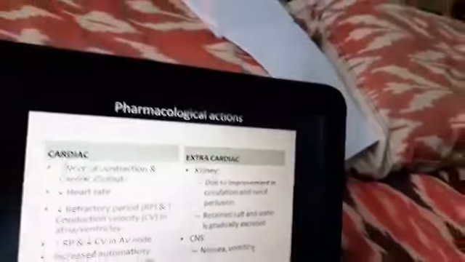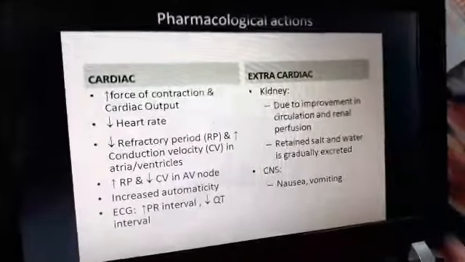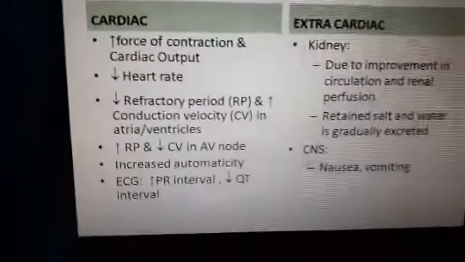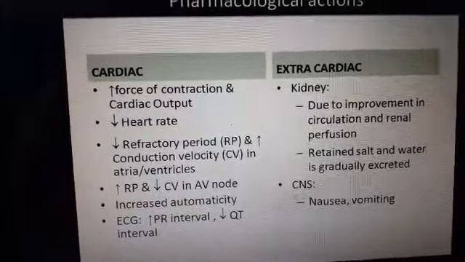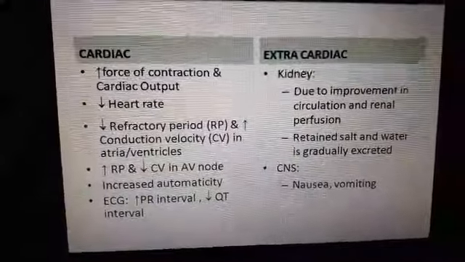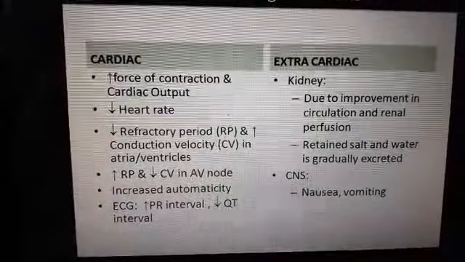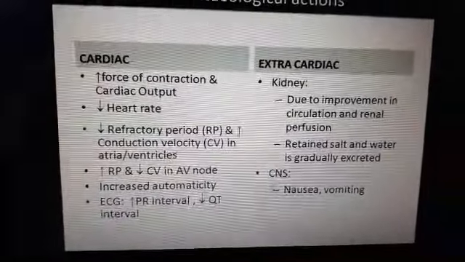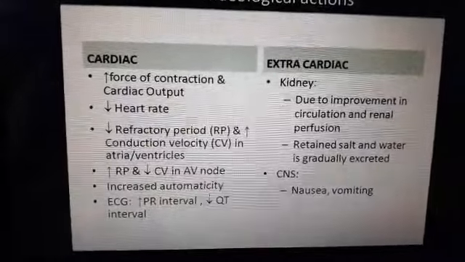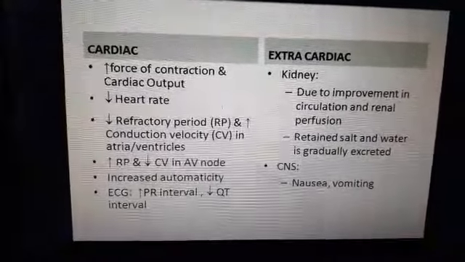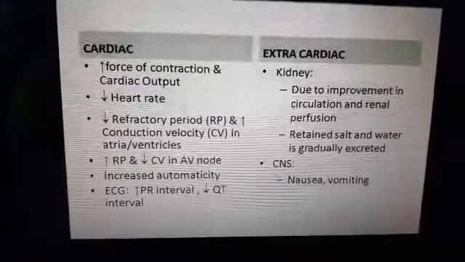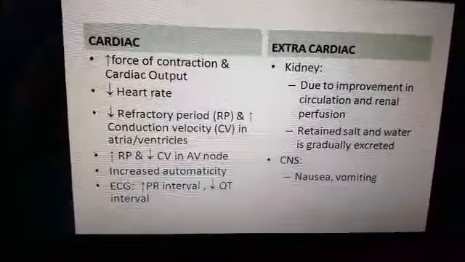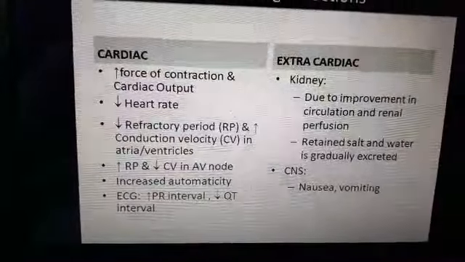But if the AV node filters most of the impulses, then the ventricle will receive fewer impulses, and that will be beneficial for the heart. That's why for atrial flutter and fibrillation, digoxin is a very good drug, because AV nodal conductivity is decreased and AV nodal refractory period is increased. That means most of the impulses generated from the atrium will not reach the ventricle, and the heart will have some rest.